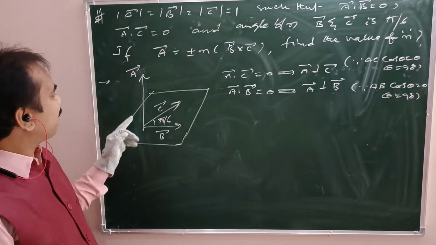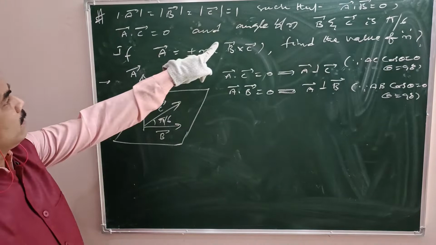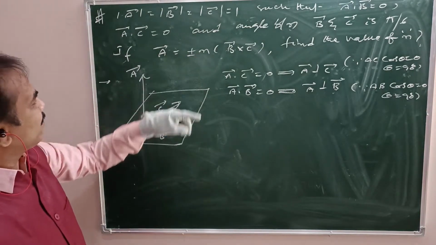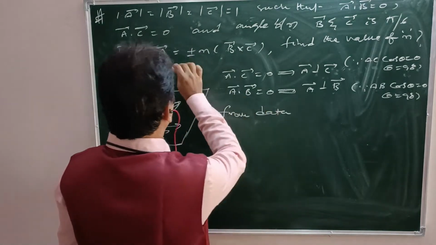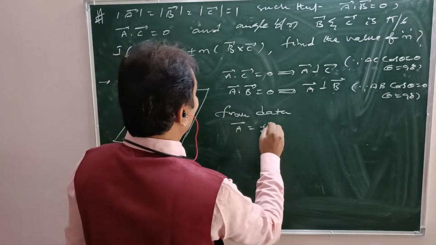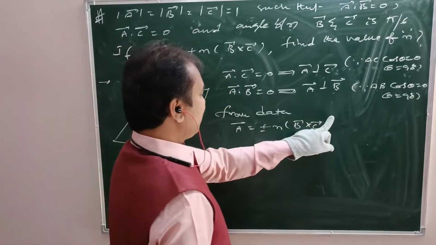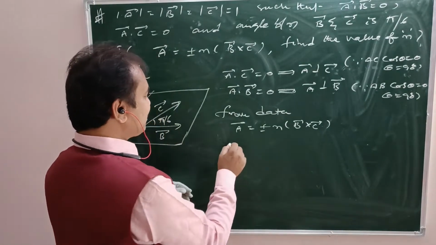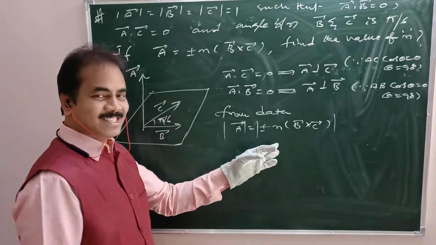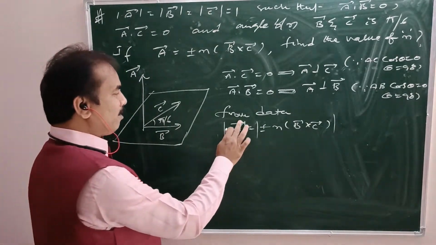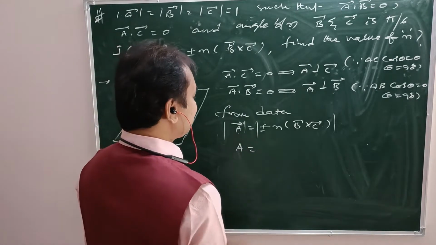Now A bar is perpendicular to B, C and the plane of B and C. Right? Now, take this point into consideration: from that, A bar equal to plus or minus n into B cross C. Now take modulus on both sides, that is mod A bar equal to mod of plus or minus n into B cross C. Mod A bar means A. Modulus always gives magnitude, that is A equal to.